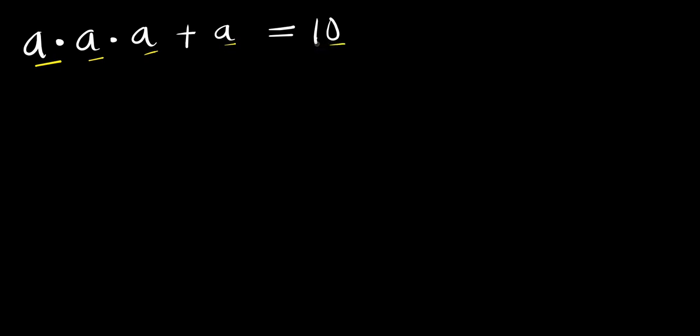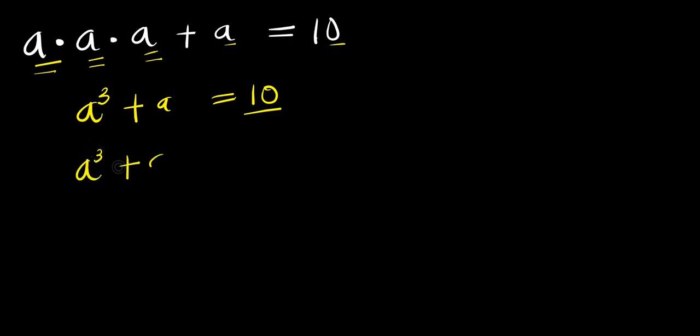Solving for the value of a that satisfies this equation, a times a is a to the power of 2, times a. This is a to the power of 3 plus a equals 10. Now I can express this 10 as the summation of a and 2. So I have a to the power of 3 plus a equals a plus 2.